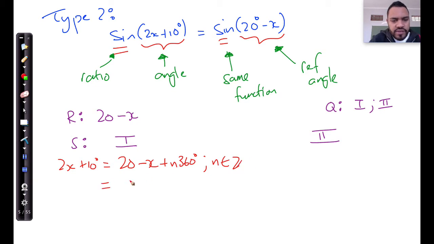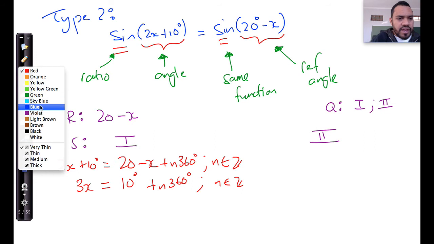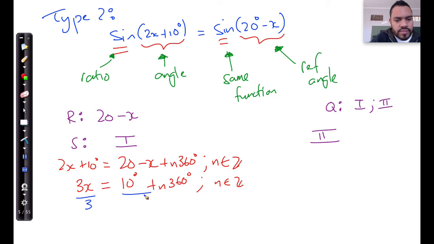So now we can solve this very easily. This is going to give me 3x, because I've added x to both sides. 10 and 10 cancels out, leaves me with 3x equals 10 plus n times 360 degrees, and n is an element of the integers. I now divide both sides by 3, and that's going to give me a solution that follows: x is equal to 10 over 3 degrees, which is 3.33 degrees recurring, plus n multiplied by 120 degrees, such that n is an element of the integers.